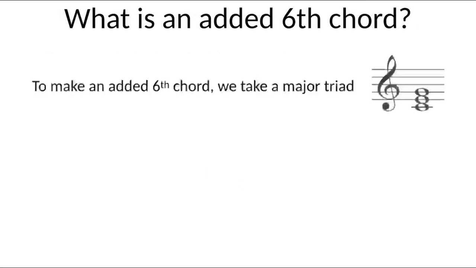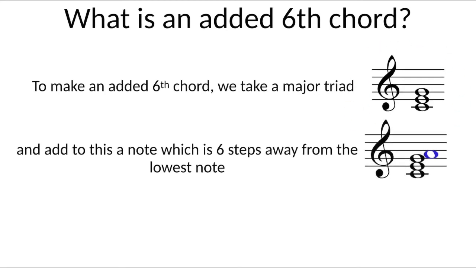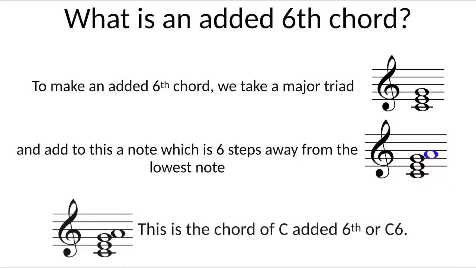Added 6th chords. To make an added 6th chord, again we begin from the major triad. In this case you can see the major triad of C, and simply add to it the note which is 6 steps away from the lowest note. Lowest note C, calling it C1, count up 6 steps: C, D, E, F, G, A. We add this note A here, which is 6 steps away from the C, and that gives us the chord of C added 6th, or C6.